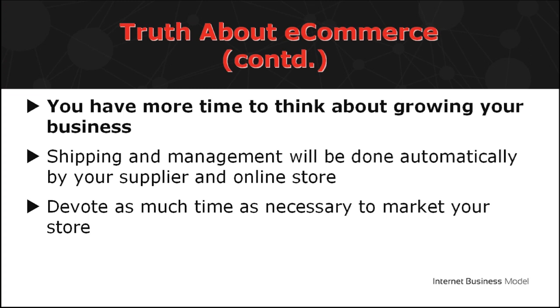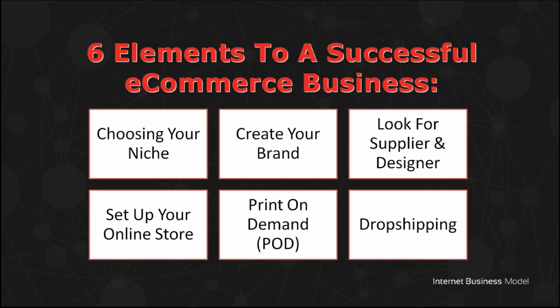Next, you have more time to think about growing your business. If you want to grow your business further, you need to spend effort on marketing, advertising, and promoting your online store. You don't have to bother with shipping and management. All those tasks can be done automatically by your supplier and online store. There are 6 elements in your e-commerce model. 1. Choosing your niche. 2.